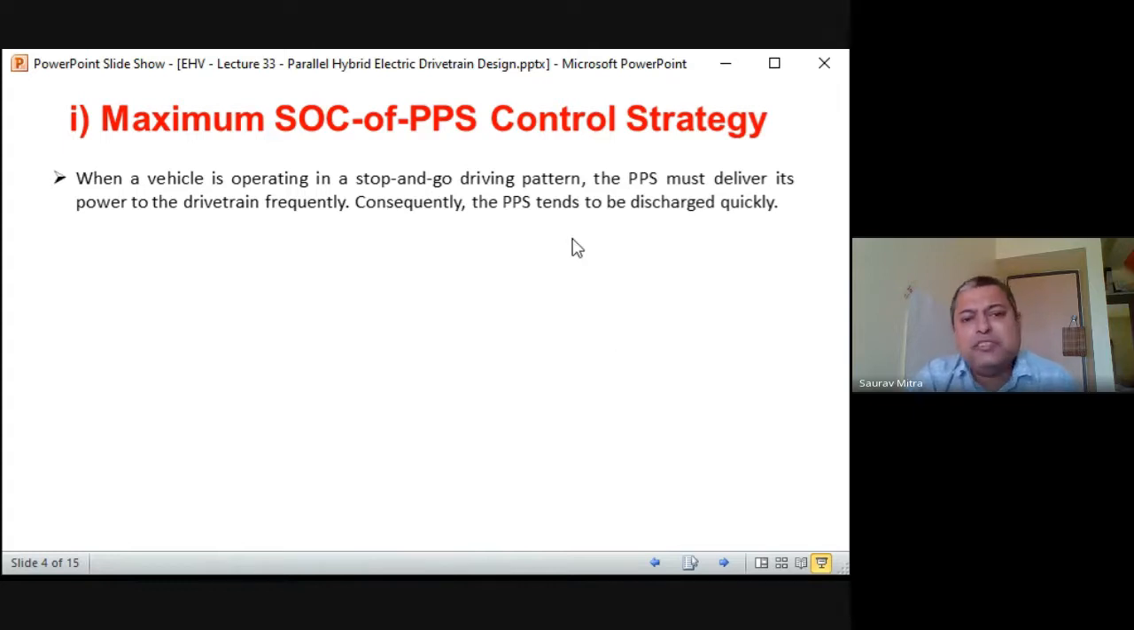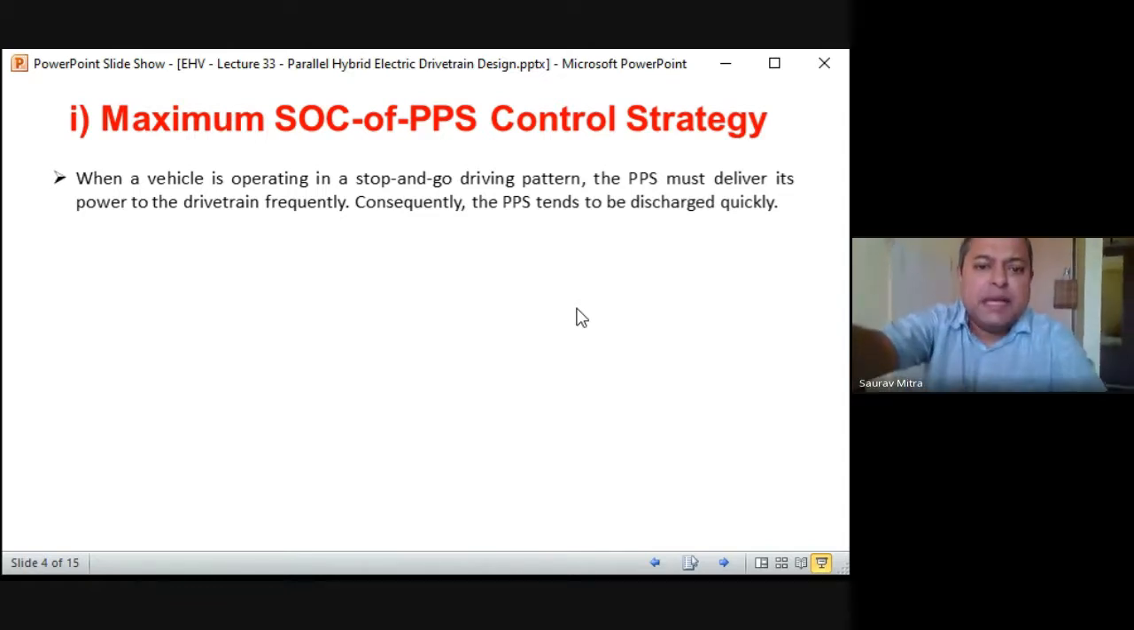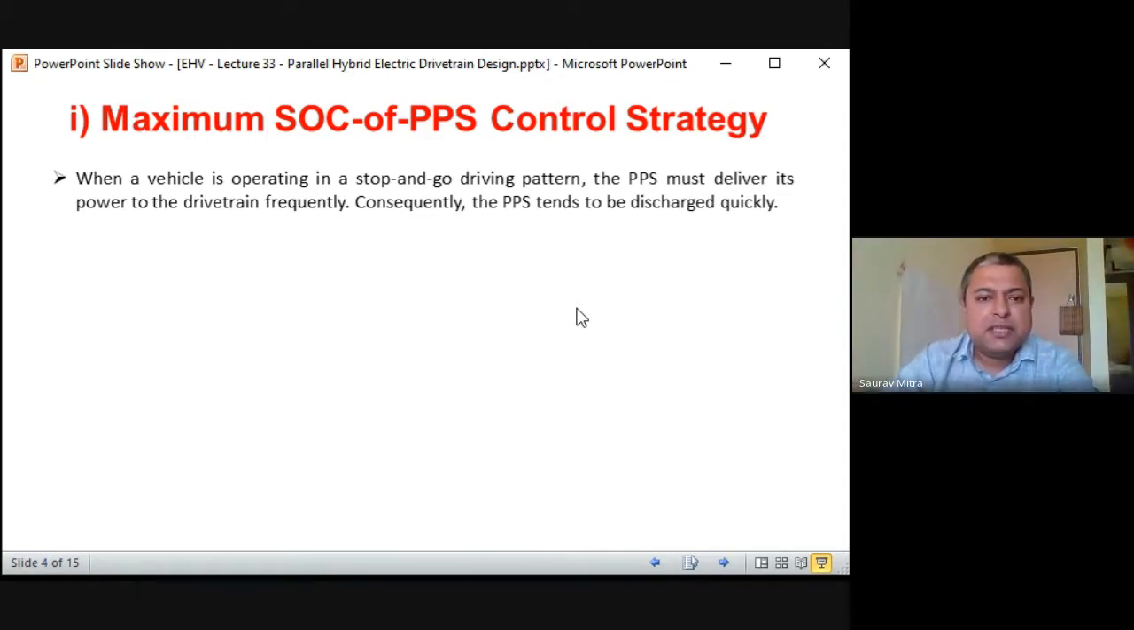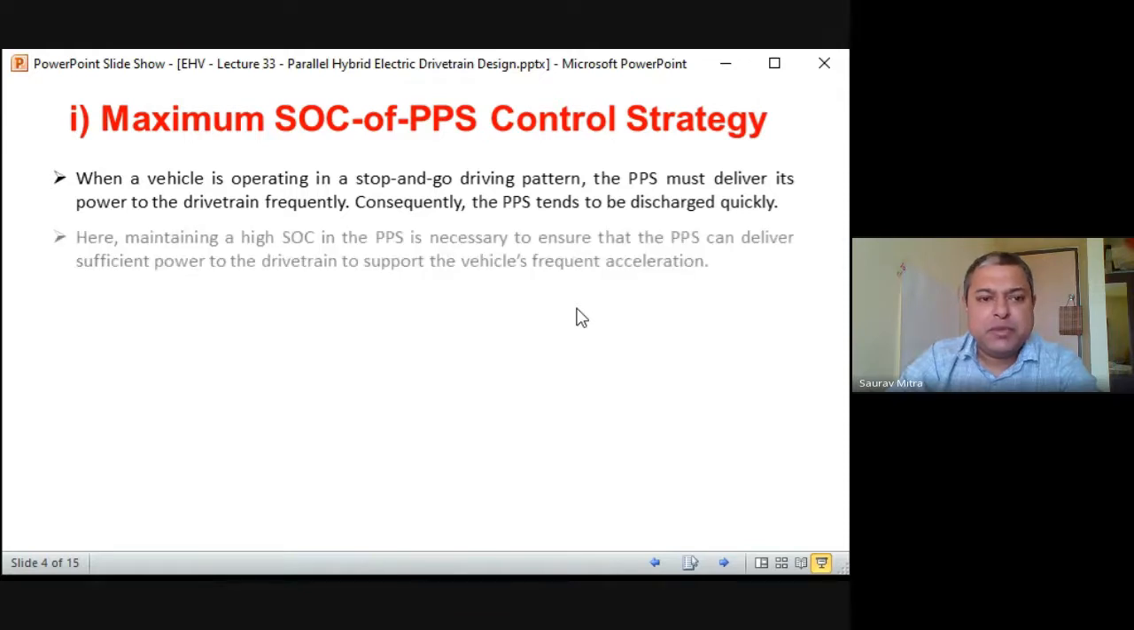This slide was also explained to you, these two slides, this one and the next one, but again I'll be doing it because we are doing it after a long time. When a vehicle is operating in a stop and go driving pattern within the city, that means there is too much stopping and too much braking. So the PPS must deliver its power to the drivetrain frequently. Consequently, the PPS tends to discharge quickly. So either on a hill, off-road, or within the city with stop and go, the PPS continuously delivers power and discharges quickly.